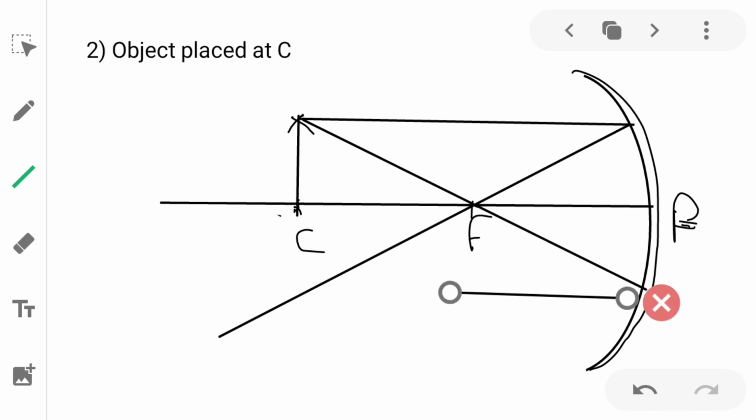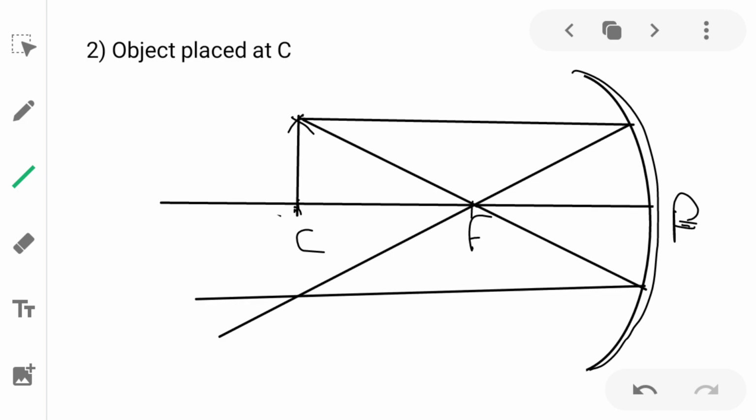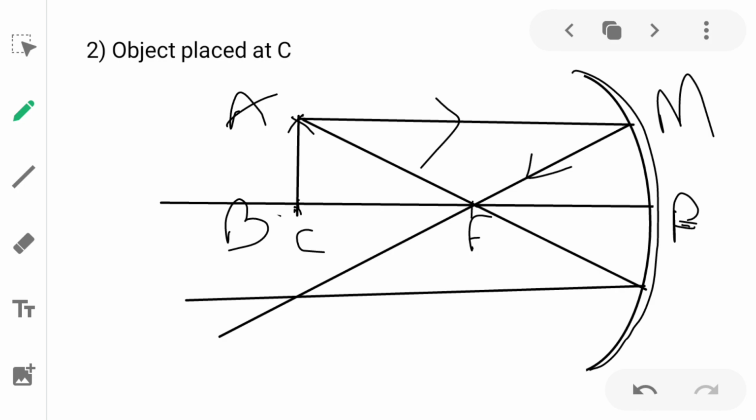The second ray I can consider is the incident ray passing through the principal focus. After reflection it becomes parallel to the principal axis. Now let me show the directions. This is our object AB. The first incident ray AM, and the first reflected ray passes through the principal focus. The second incident ray AN, after reflection, becomes parallel to the principal axis.